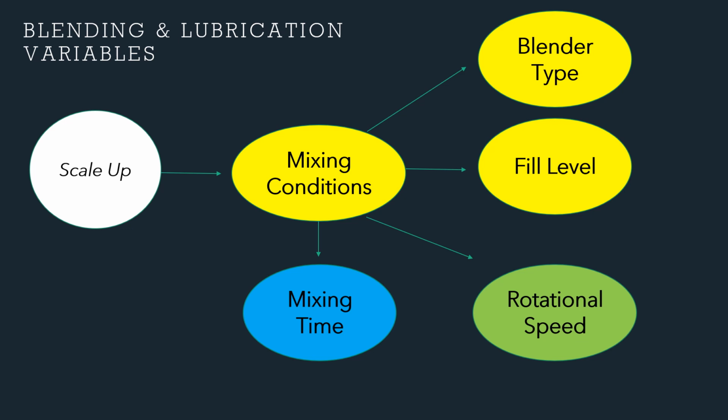Then fill level means occupancy studied in the lab scale and occupancy proposed for the pilot or pivotal scale. The rpm, rotational speed of the blender in the lab scale, and what rpm is proposed in the pilot and pivotal scale. Then mixing time, blending time or lubrication time, what time is in the lab scale and what time is proposed for the pilot and pivotal scale.